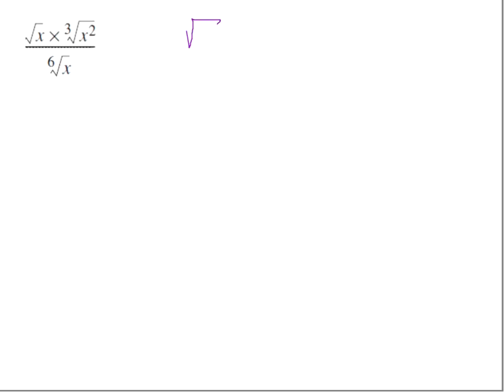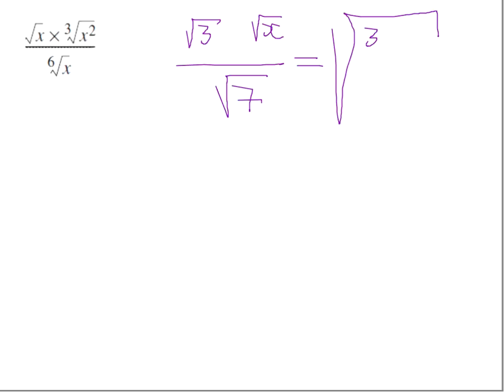Like say if you had square root of 3 times square root of x over square root of 7, you could just write it all under one square root: 3 times x, which is 3x, over 7. But in this situation, this is a square root, this is a cubic root, and this is a 6th root. So they're all different. Therefore, first of all, you have to write each with the fractional index.